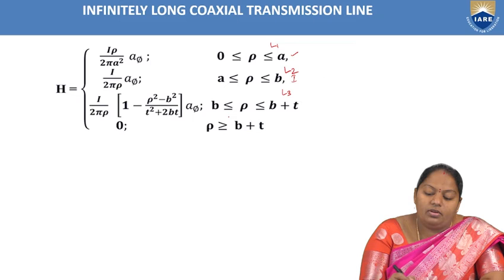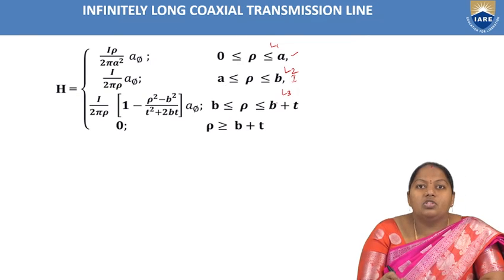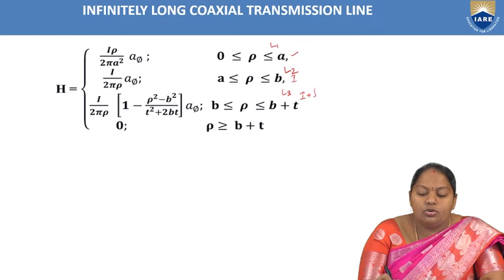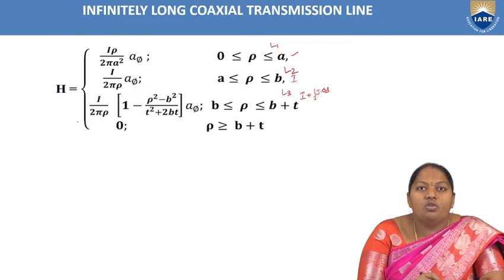Now from this, if we evaluate, the total net current enclosed by that path L3 will be I plus the total current in the conductor. Hence, I enclosed is given by I plus the integral over S of J dot dS. Now from that, the H component, the magnetic field intensity H, is given by I by 2 pi rho into 1 minus (rho square minus b square) by (t square plus 2bt) into a_phi.